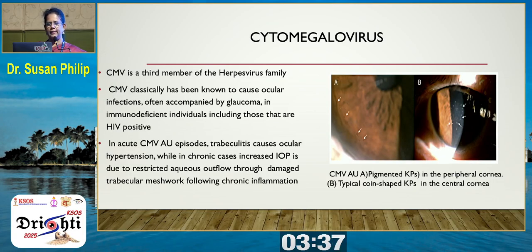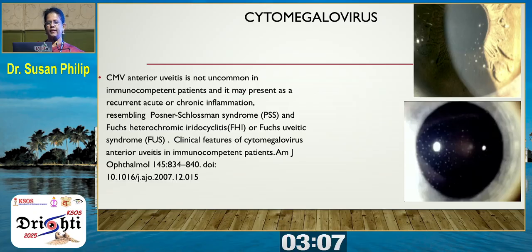Cytomegalovirus is commonly seen in immunodeficient individuals, as in HIV patients, and it causes trabeculitis and ocular hypertension in acute cases. In chronic cases, increased intraocular pressure is due to restricted aqueous outflow through damaged trabecular meshwork following chronic inflammation. I don't know whether you can see the pigmented KPs in the periphery, and in the second picture you can see typical coin-shaped KPs in the center, which is typical of cytomegalovirus.